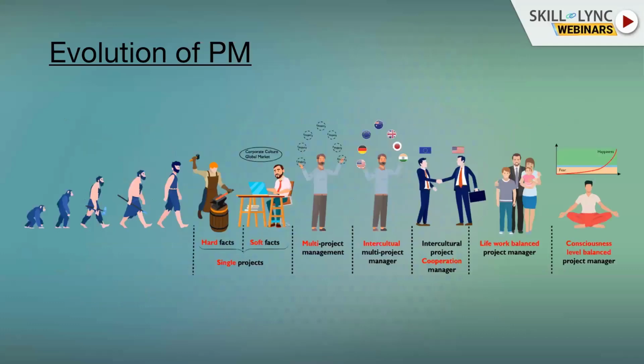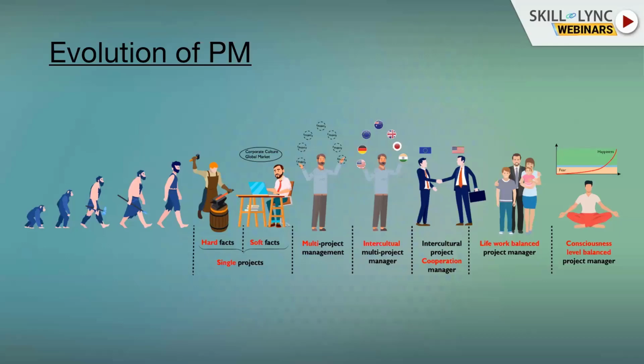Okay, moving ahead. You can see this is the way in which our forefathers have evolved. From breaking down the work to hard facts, earlier people were managing only a single project, then came soft facts and manual calculations, and there was only a corporate culture in the global market. But now it is multi-project management. Then we were managing multiple projects at a particular strength. Then we had intercultural multi-project management, which means we are analyzing projects globally and removing cultural barriers.